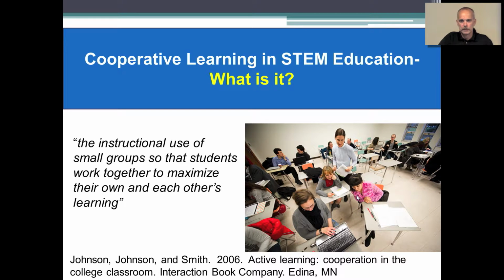First of all, what is it? As stated by Johnson, Johnson, and Smith in their excellent book, Active Learning, Cooperation in the College Classroom, they define cooperative learning as the instructional use of small groups so that students work together to maximize their own and each other's learning. And there are a couple of key points of this definition.